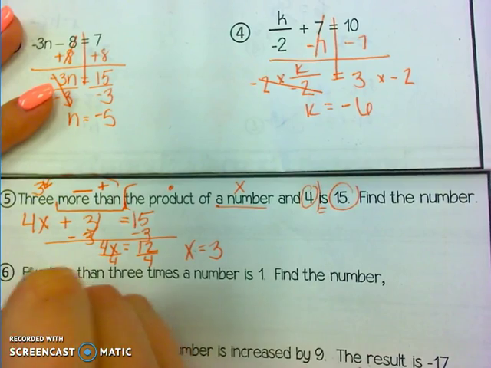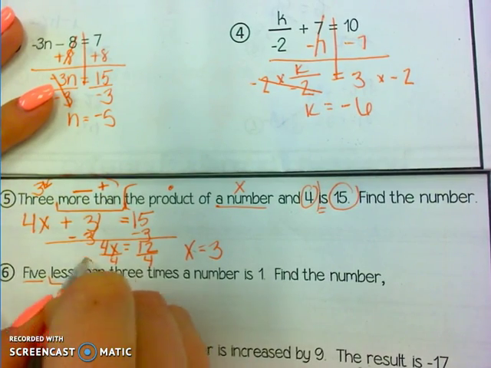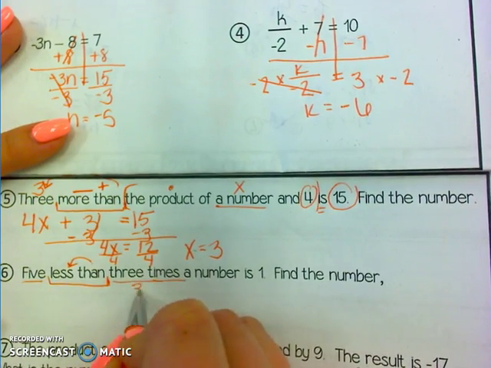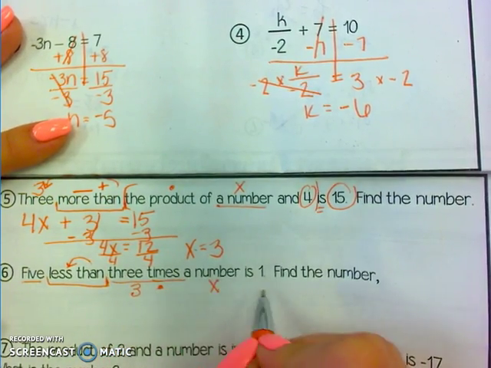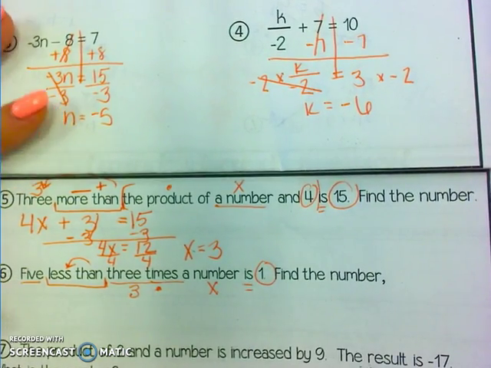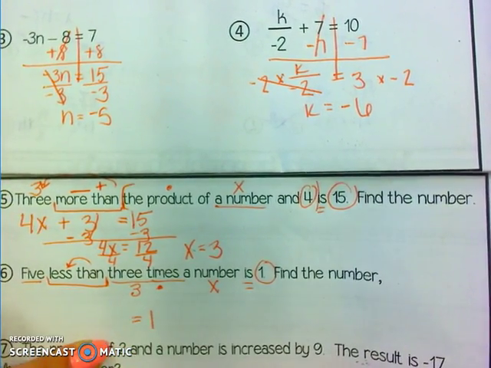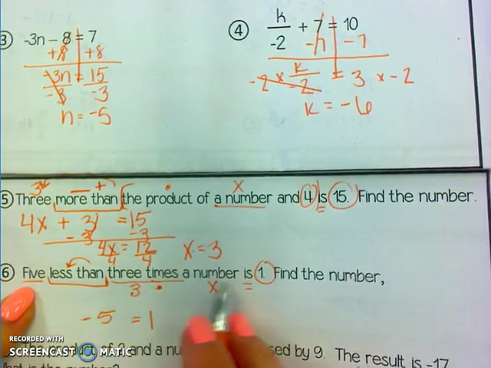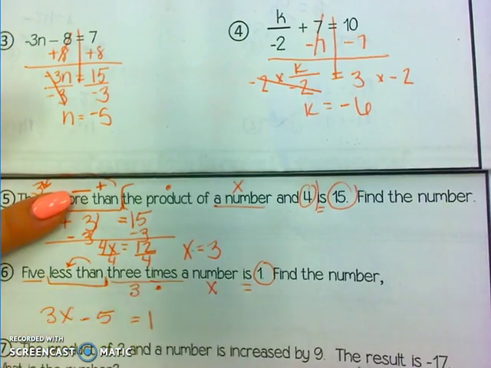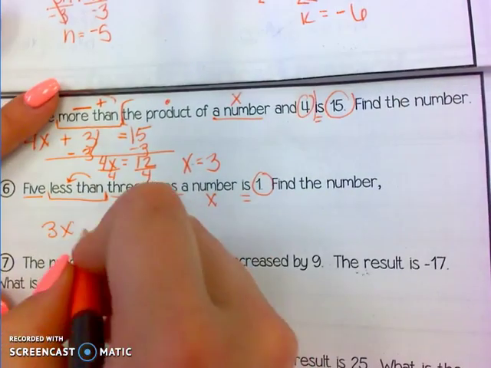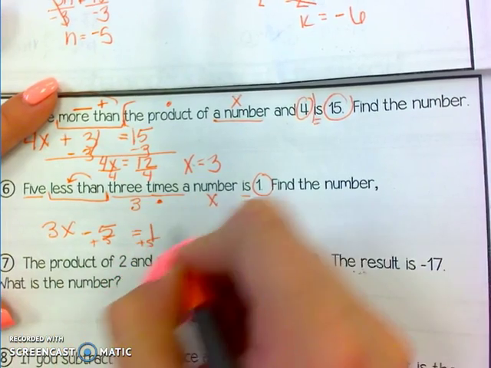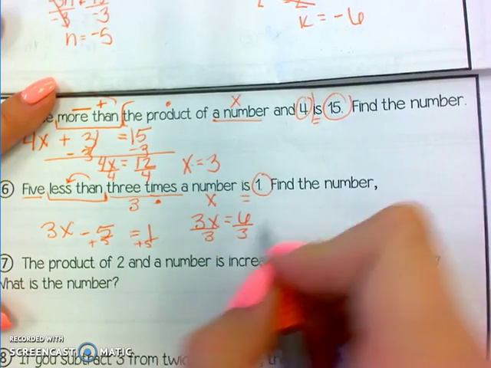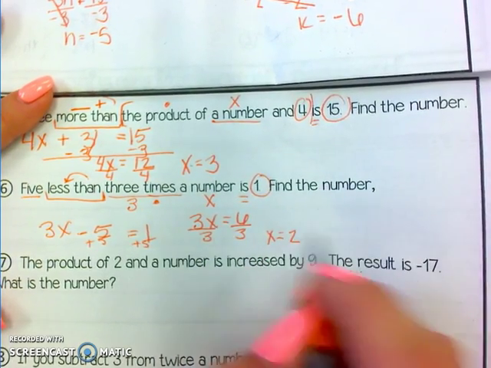5 less than, there's that key again, we're switching the spots of whatever's happening. 3 times a number is, and then 1. So I have is 1, and I know it to be 5 less than that, so minus 5, and it's 3 times a number. I don't know what that is, so it's 3x. So I'm going to add 5, so 3x equals 6, divide by 3, x equals 2.